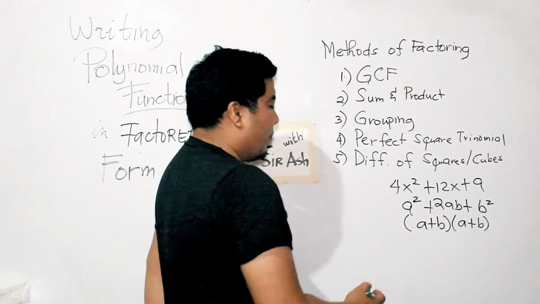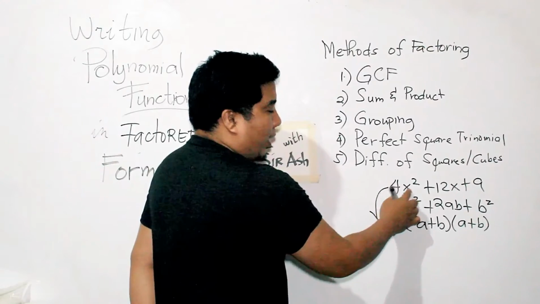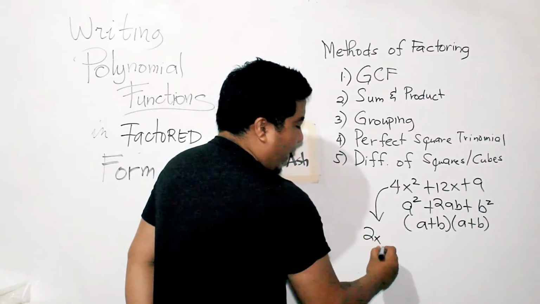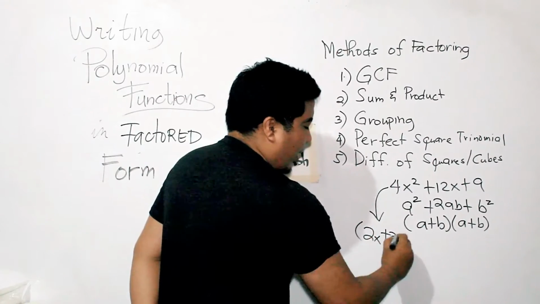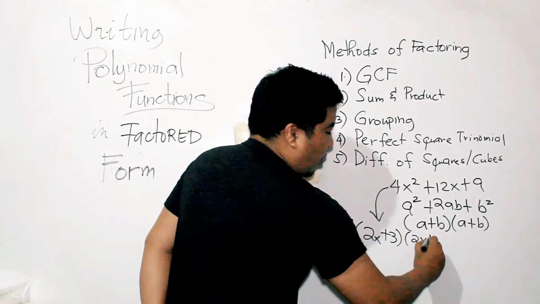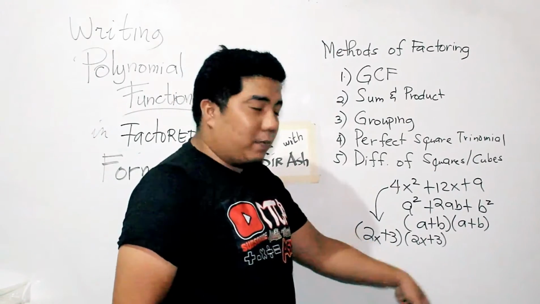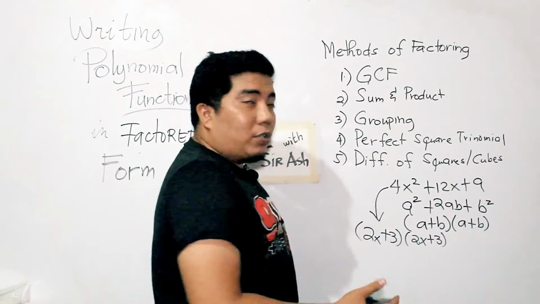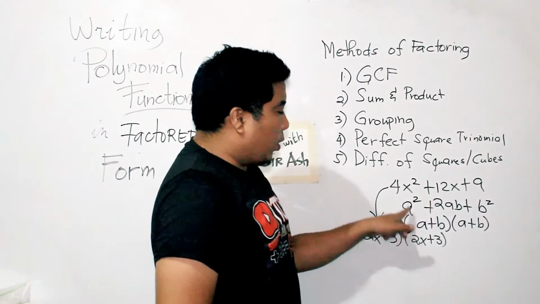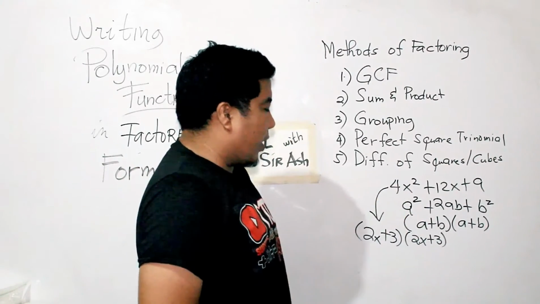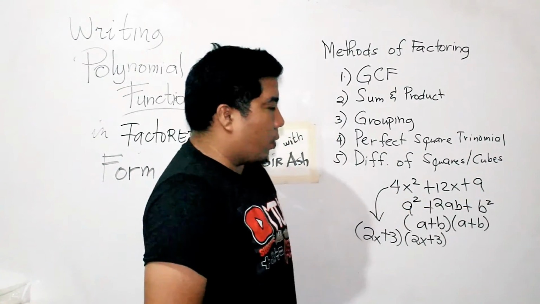So basically, if we apply this one, the square root of 4x squared is 2x. The square root of 9 is 3. So, you just write them together, 2x plus 3, 2x plus 3. And then, if you check, 2x times 2x will be 4x squared, which is your a squared, okay? 3 times 3, that is your 9, which represents your b squared.